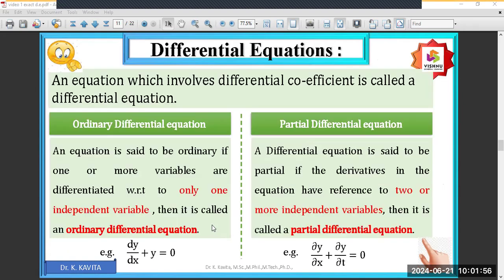Now the difference between ordinary differential equations and partial differential equations. An equation is said to be ordinary if one or more variables are differentiated with respect to one and only one independent variable. Then it is called an ordinary differential equation, and here the differential operator is d by dx plus y equals 0. Now the partial differential equation. A differential equation is said to be partial if the derivatives in the equation have reference to two or more independent variables. Then it is called a partial differential equation. Here the differential operator is dou y by dou x plus dou y by dou t equals 0.